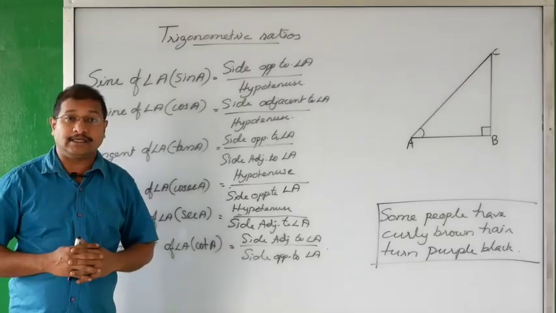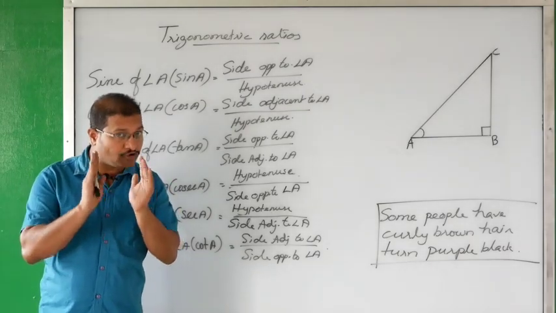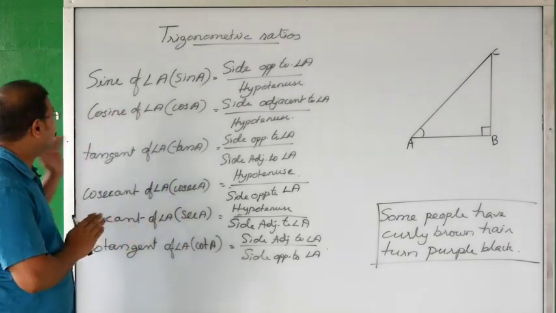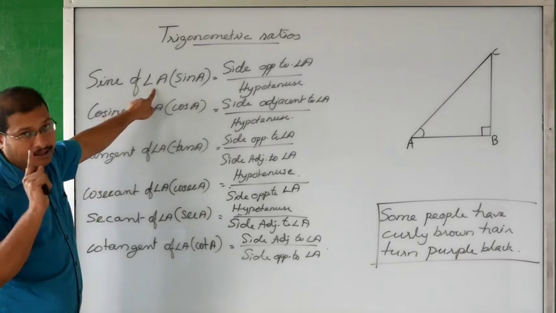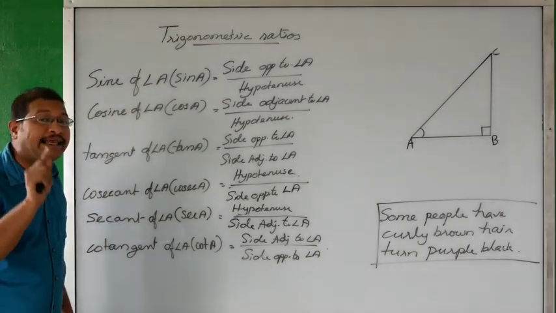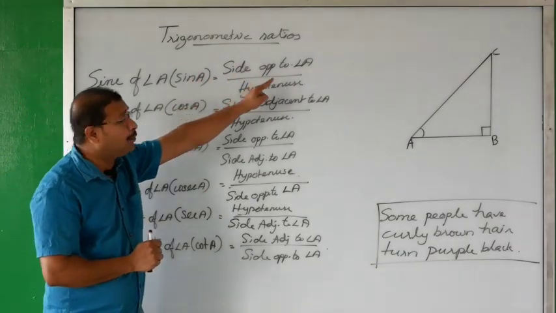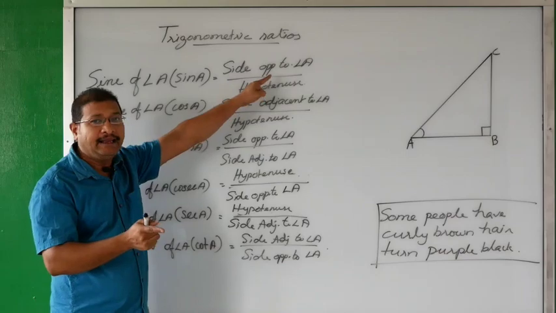Ready? Let's see now trigonometric ratios. There are 6 trigonometric ratios. First one, sine of angle A. Sine of angle A, if you want, you can call it as sine A. Ready? If you write sine A, it is side opposite to angle A divided by hypotenuse.